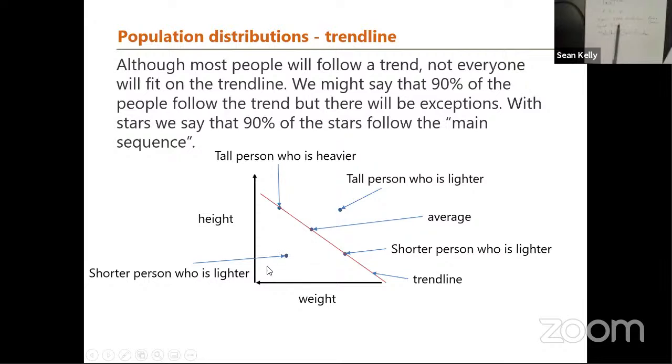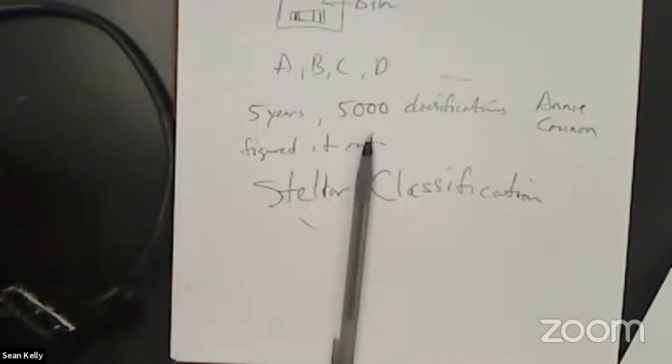So here's a shorter person who... I messed up. This is a shorter person who is heavier. I made a mistake. I should fix that. I'm going to fix it in the slides right now so that you don't get it wrong. This is the shorter person who is heavier. Sorry about that.